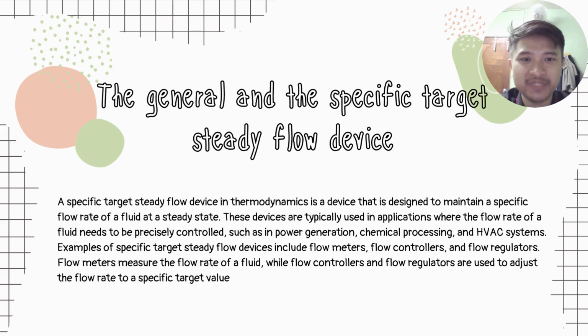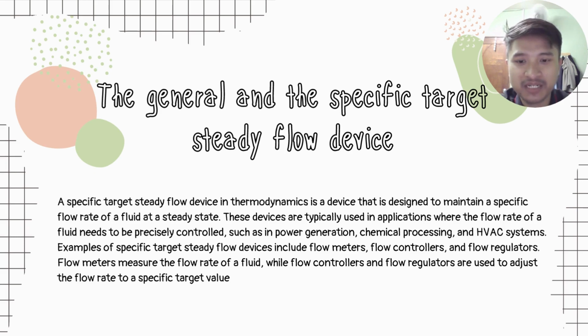The general and the specific target steady flow device. A specific target steady flow device in thermodynamics is a device that is designed to maintain a specific flow rate of a fluid at a steady state. These devices are typically used in applications where the flow rate of a fluid needs to be precisely controlled, such as in power generation, chemical processing, and HVAC systems.